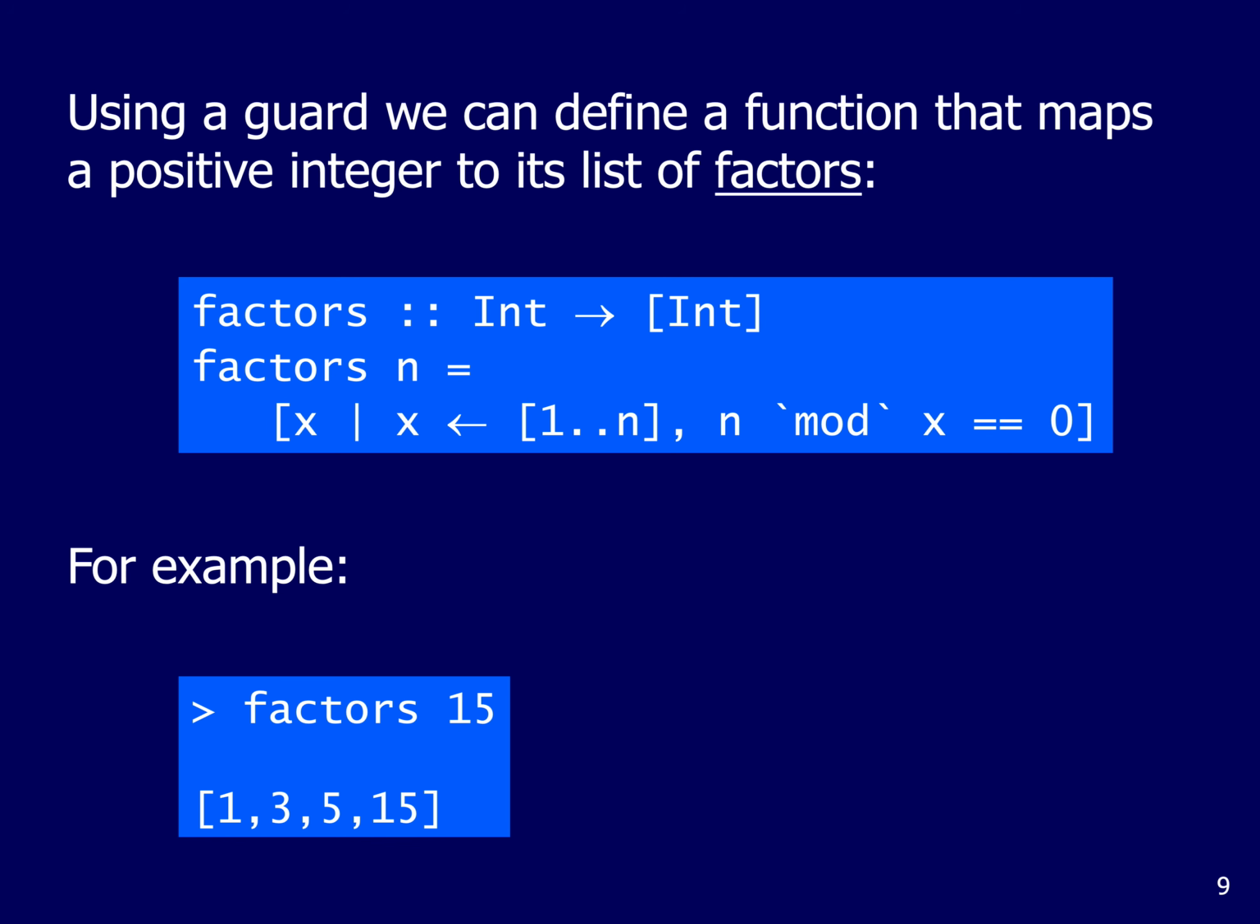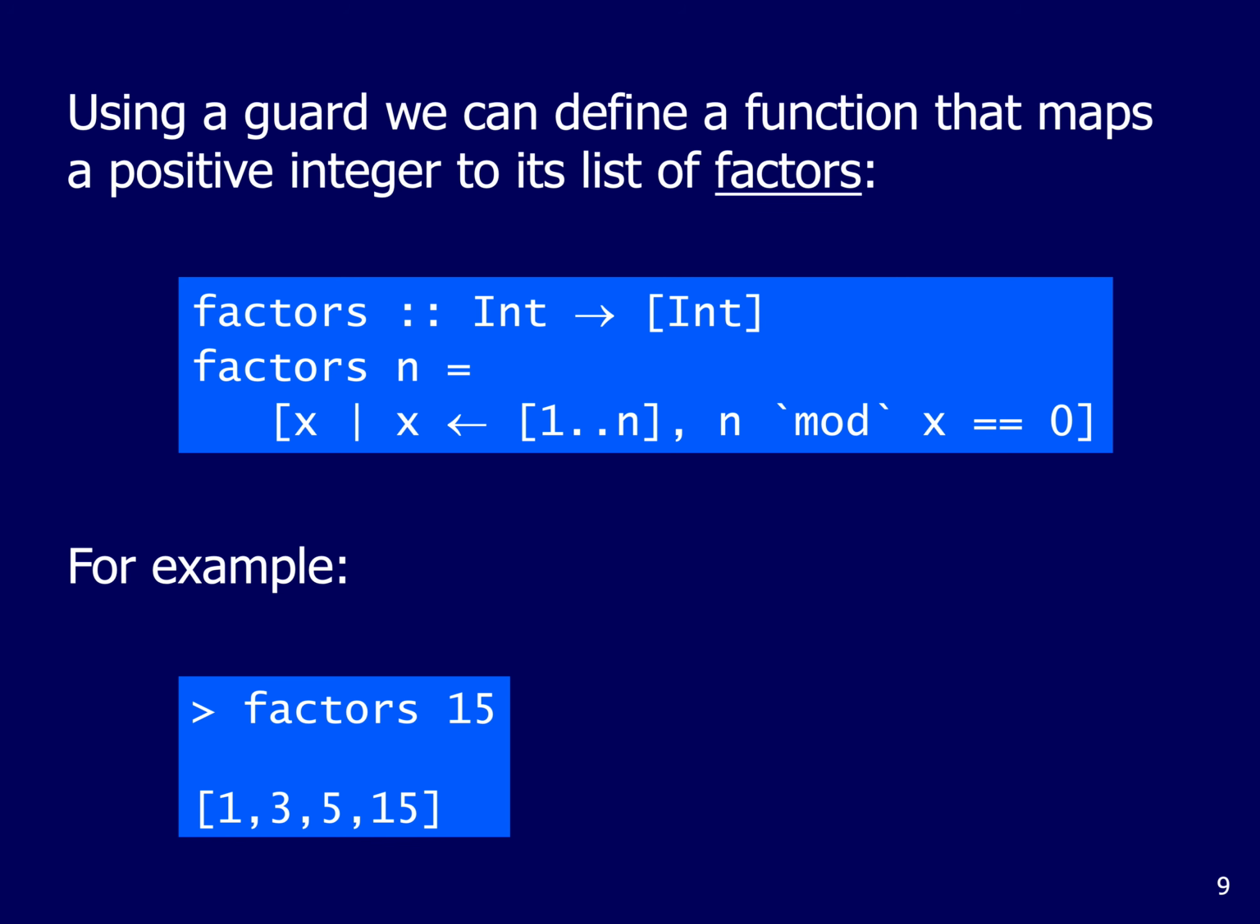So in the case of 15, there's 4 factors, 1, 3, 5, and 15, which we're going to return in a list. And then at the top of the slide, we see how the factors function is actually defined. We say factors is a function that takes an integer as its input, and it gives a list of integers as its output. It's just a simple type here. And the definition is a one-liner.